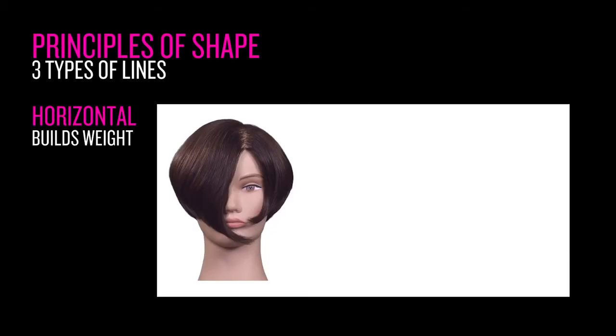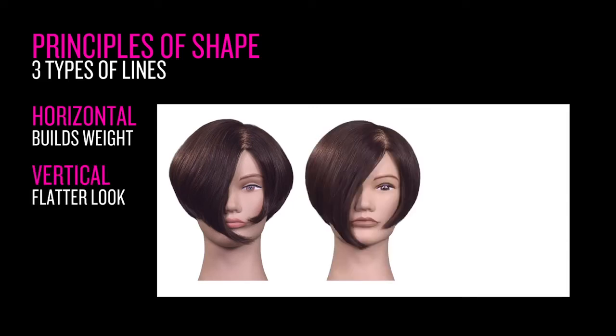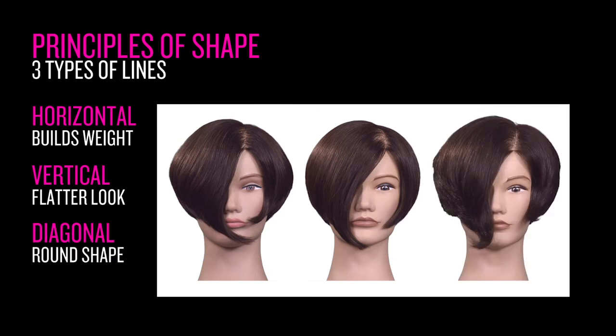We can apply our knowledge of lines and shapes to a haircut to achieve different looks. If we take a classic hairstyle like the wedge and cut it using horizontal sections, we build or create weight in the hairstyle. If we create the wedge using vertical sections instead of horizontal sections, we create a look that is flatter and closer to the head. Diagonal sections would create a finished result that was more rounded or beveled.